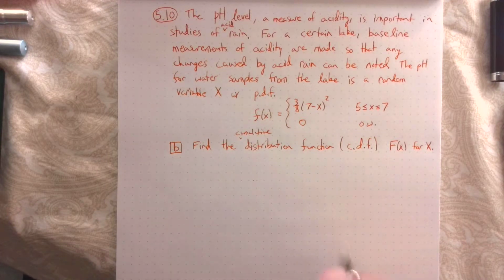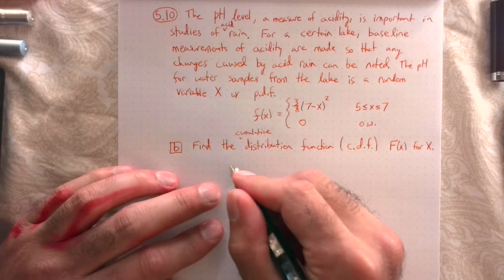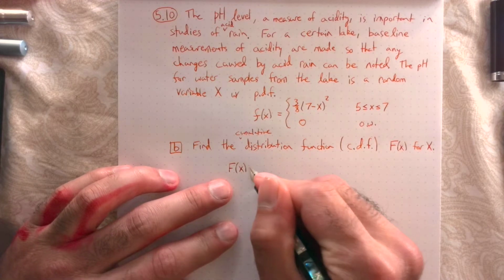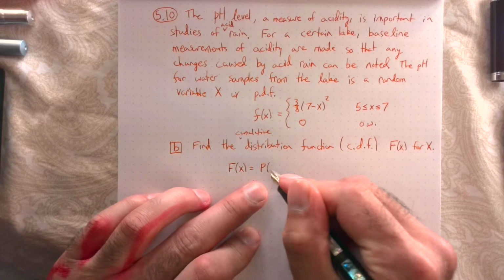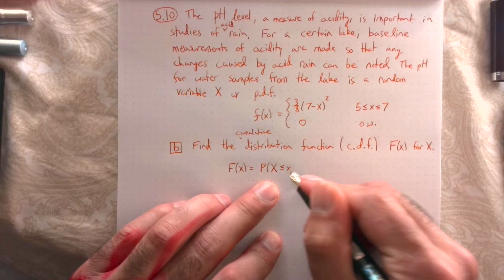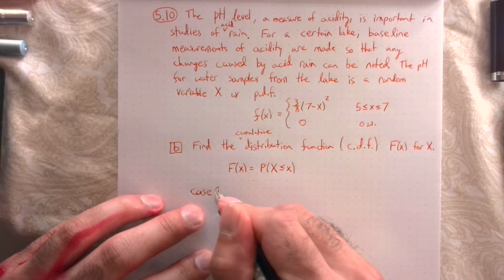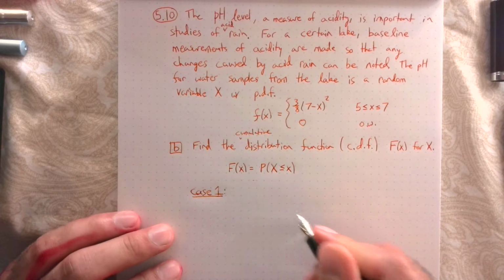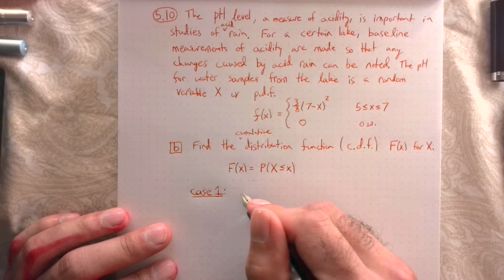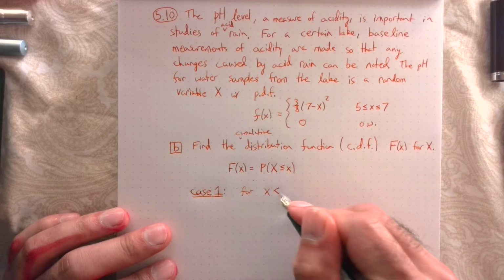To find the distribution function, we really want to think of this in three cases, right? Because what is our cumulative distribution function F of x? This is equal to the probability, just by definition, that our random variable x is less than or equal to little x. So the first case that we need to consider is for x that is less than 5.